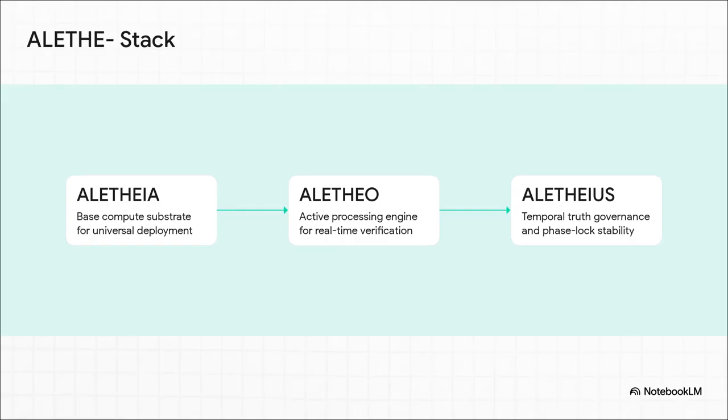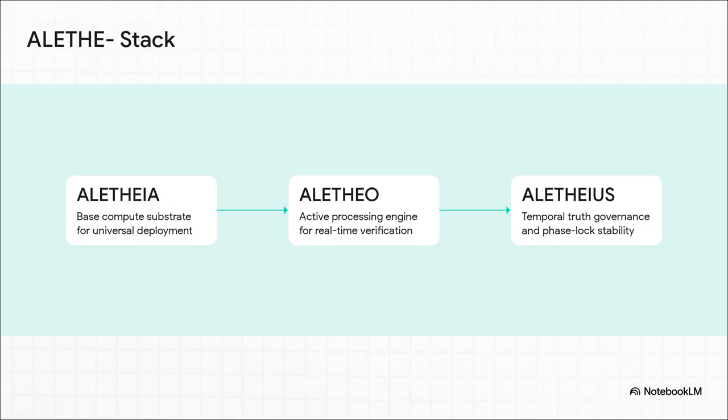Let's move to the ALETHEIA stack and see how this builds into a cohesive truth verification system. It's an ascending 3-layer hierarchy. It starts at the base with ALETHEIA. This is the compute substrate that lets the system run on almost any basic CPU, no heavy server farms required.